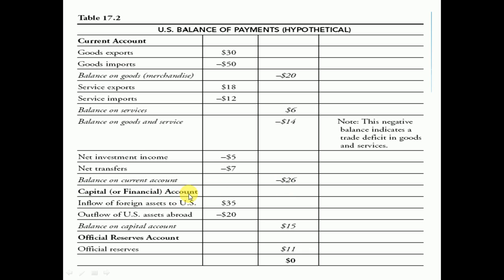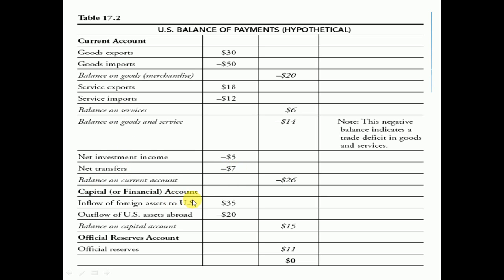Capital or financial account, the second component of balance of payment. See, this is the first component. In the first component, we have three further components: goods and services, then investment income, factor income payment, if you remember from the first class, and net transfers. That is the third component of the current account.